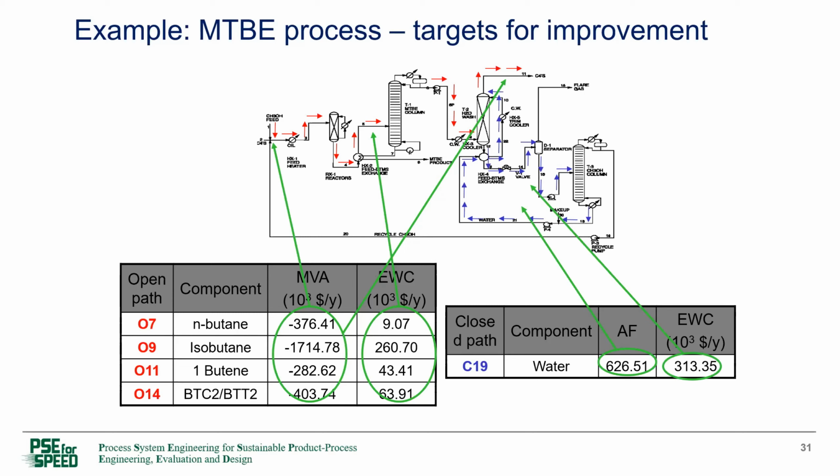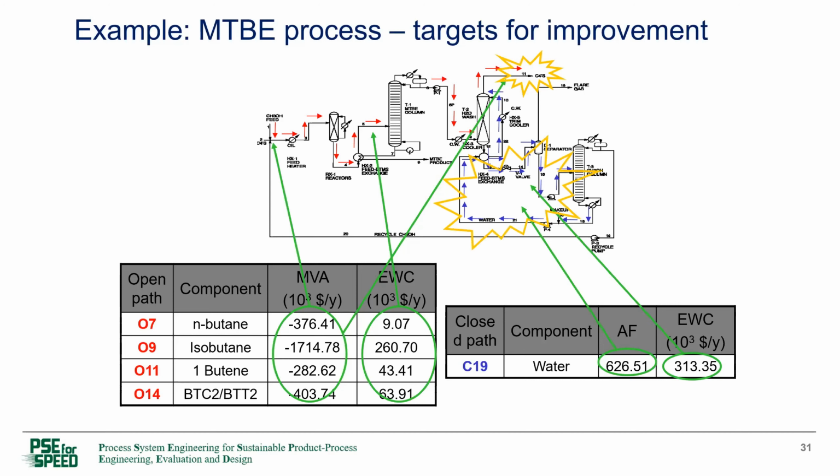Can we make it lower? So what is negative, we want to make it positive. What is positive, we want to make it as low as possible. So this already gives us the information. So where is the target? These two places are the target.